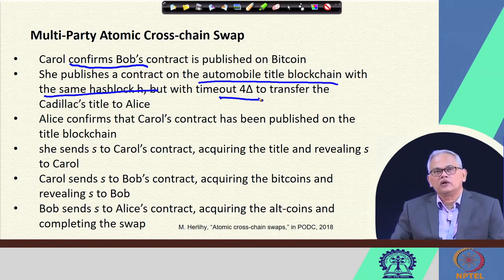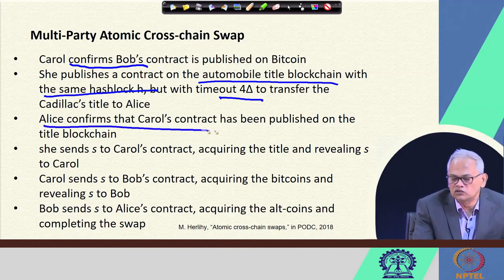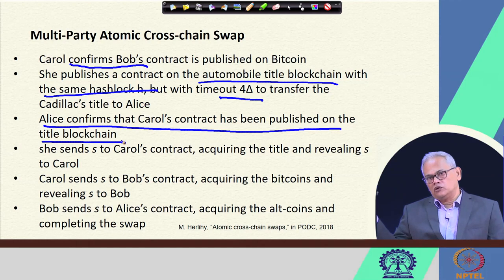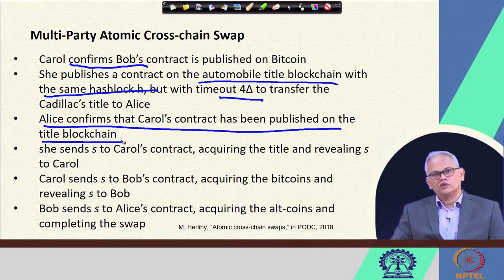Okay. So, now what has happened? These different contracts have been published. Alice would confirm that Carol's contract has been published on the title blockchain. So, Alice knows that if she transfers the money to Bob, then Bob can transfer to Carol, and finally Carol will be transferring the title. But actually what we will see is that it works in the other direction.